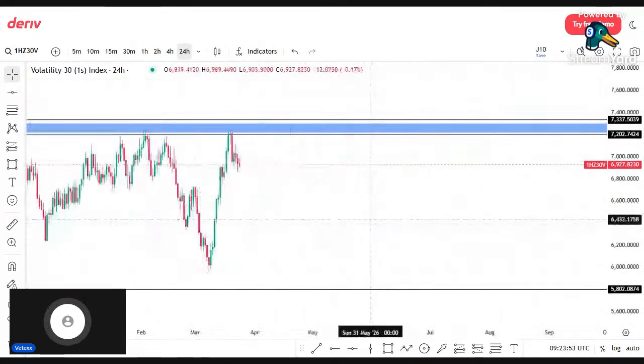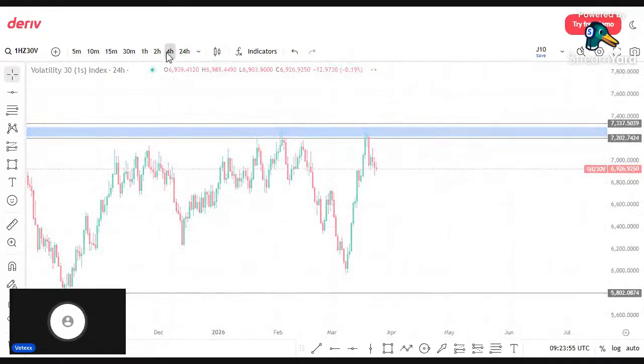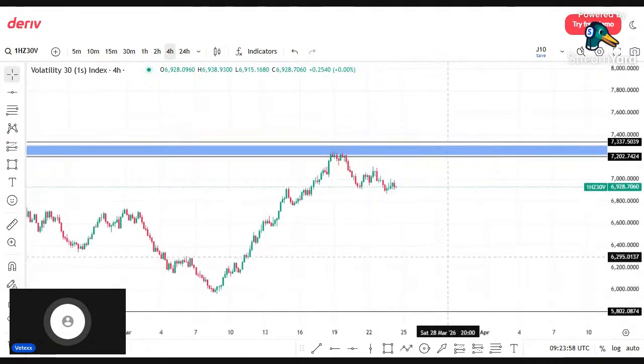All right. Now the next thing for me to do is go to the 4 hour time frame and see that price has started selling already.